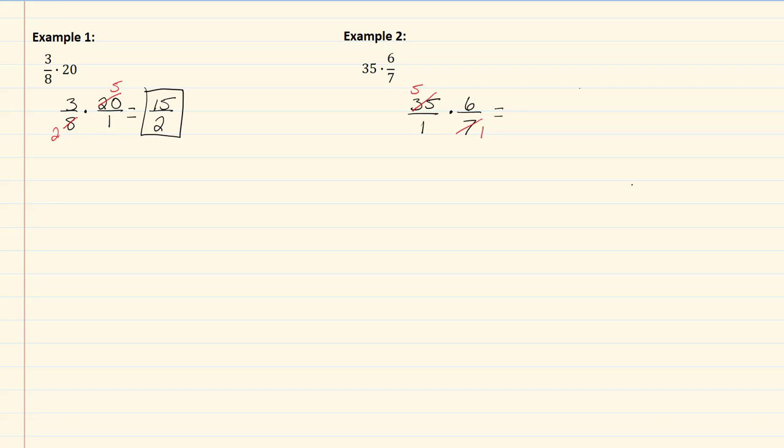I have 5 times 6, which would be 30, and then I have 1 times 1 in the denominator, which would just be 1. Because this is a whole number, I cannot have my final answer written over 1. So we want to rewrite this as just a whole number, which means we drop the 1, and my answer then would be 30.